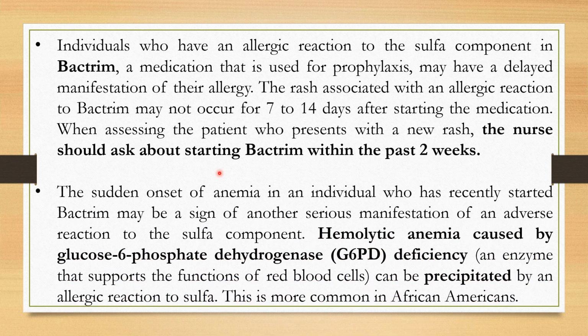The second point for this drug is the sudden onset of anemia in an individual who has recently started Bactrim. It may be a sign of another serious manifestation of an adverse reaction of the sulfa component: hemolytic anemia caused by G6PD deficiency, that is glucose 6-phosphate dehydrogenase deficiency. That's an enzyme that supports the functioning of RBC cells. It can be precipitated by allergic reaction to sulfa. This is more common in African Americans. These 2 points are very important when we are dealing with the drug Bactrim.